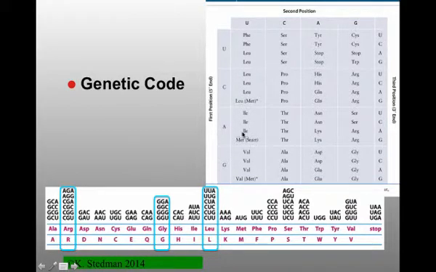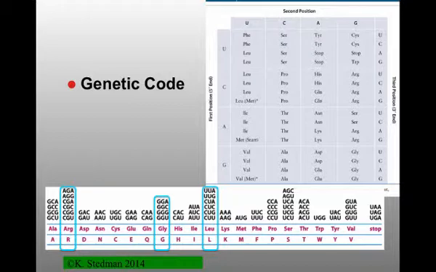First, there's the AUG start codon, which encodes for methionine. And secondly is the UGG codon, which encodes for tryptophan. It's also a little bit easier to see down here. AUG for methionine and UGG for tryptophan. And so these are the amino acids for which there is one codon and only one codon.